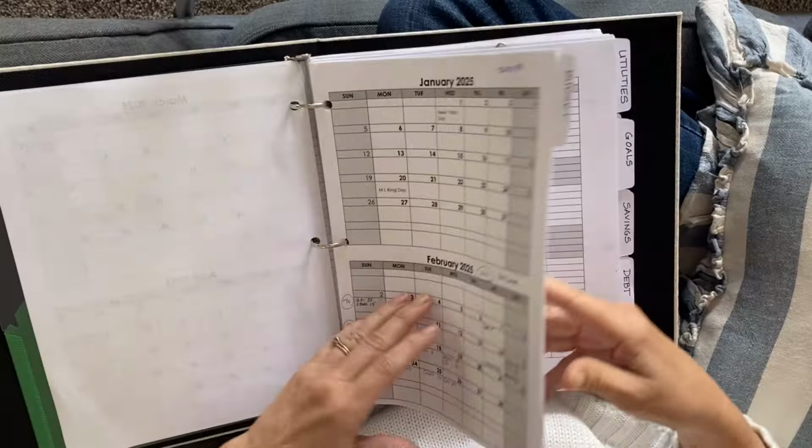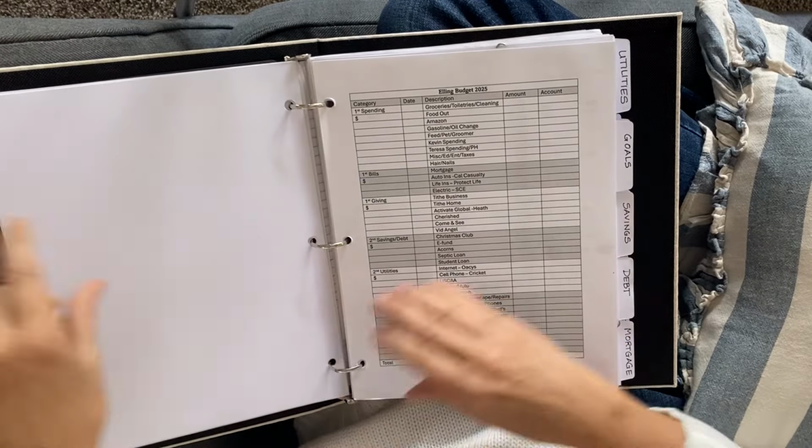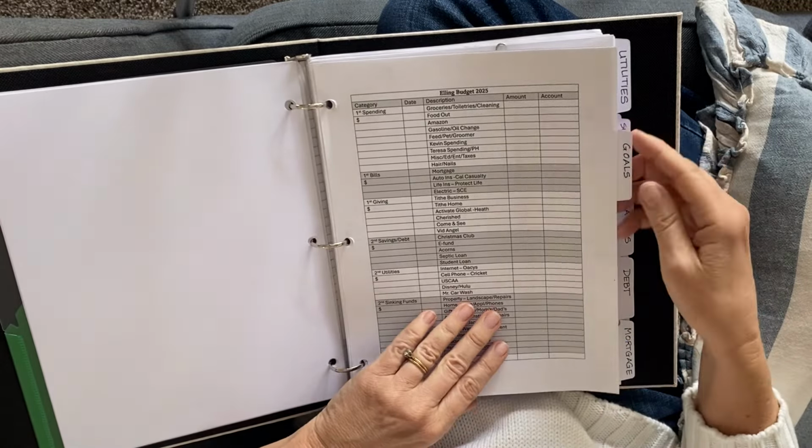Next, I have a spot for my budget. And I create this on the computer. It's really easy. You can just write it out by hand, but this is a zero budget, which means the total amount of expenses equals the total income.